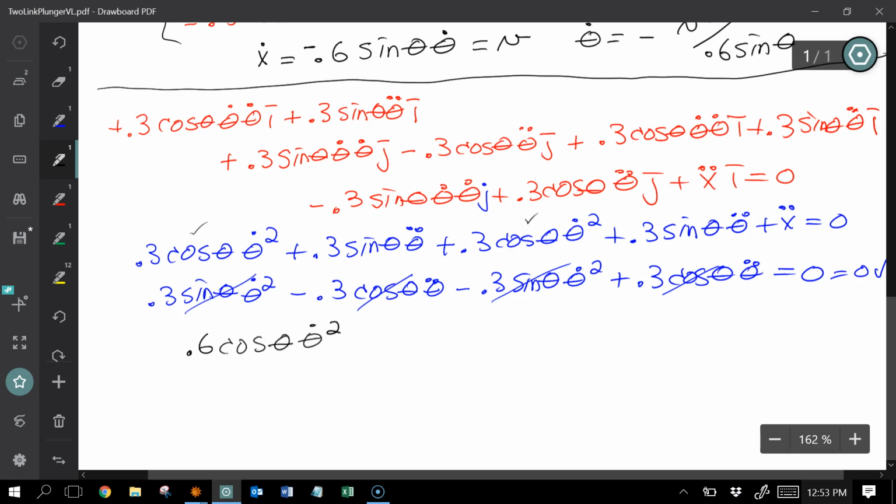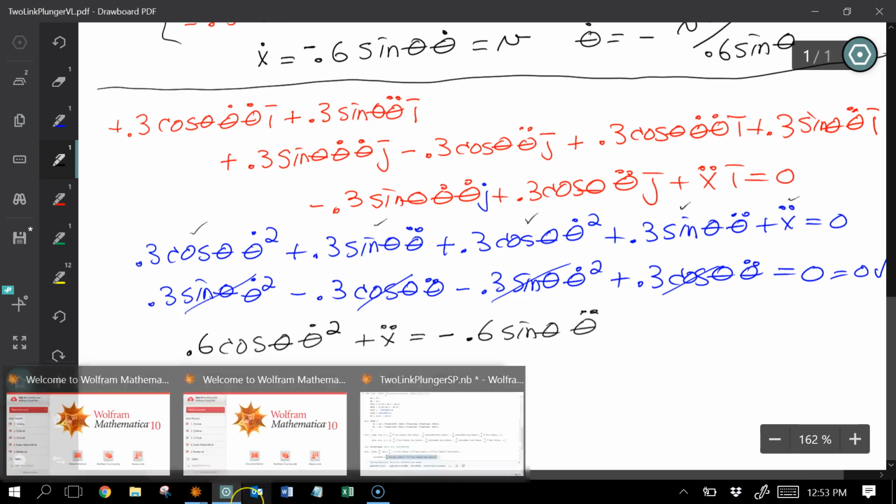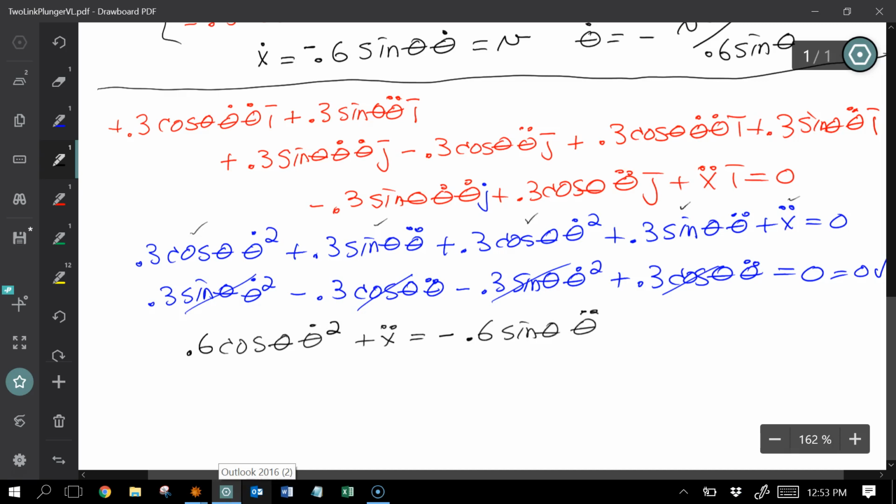So I've got that term, plus x double dot, equals, and I'm going to throw the double dot terms over to the side, so I'm going to end up with a negative. I've got one of them, and I've got another one identical, so that's going to be a 0.6 sine theta times theta double dot. Okay, so just divide through by this term. I have a negative 0.6 sine of theta equals theta double dot.